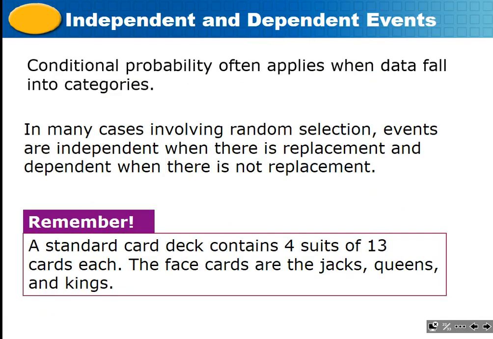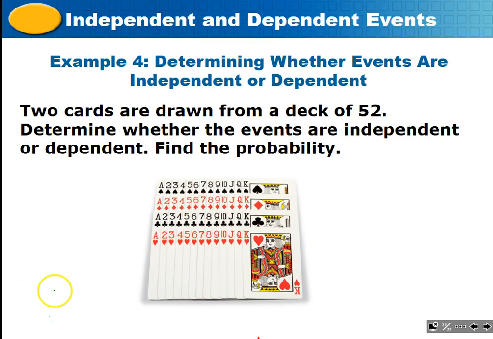So conditional probability often applies when data falls into categories. So in many cases involving random selection, events are independent and there's replacement, and dependent when there's not replacement. So when we look at a standard deck of cards, we have 4 suits of 13. We have face cards, and we call those jacks, queens, and kings. So you guys are going to have to really know a deck of cards to be able to be successful in this unit and on the EOC and on a quiz or test.